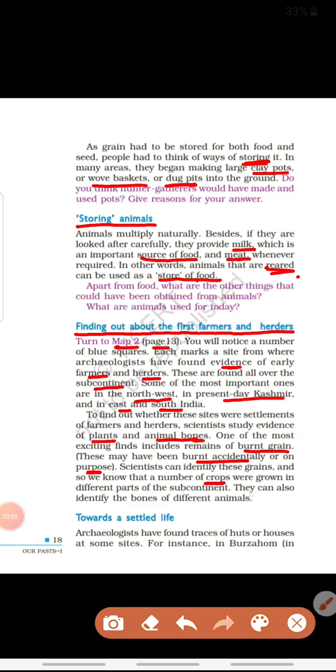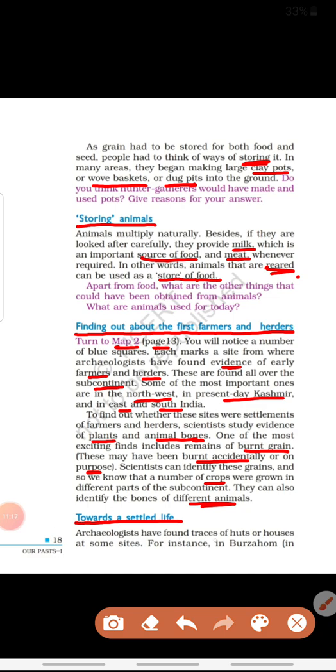They also identify the bones of different animals. Even different animals' bones were found in this place. So the next topic is towards a settled life. First they were hunter-gatherers, now they started settling down and they became farmers and herders.